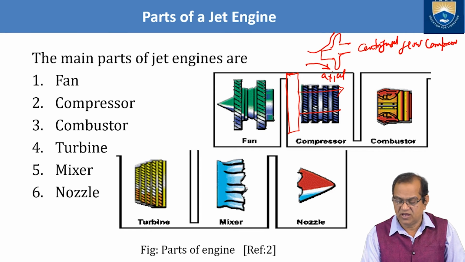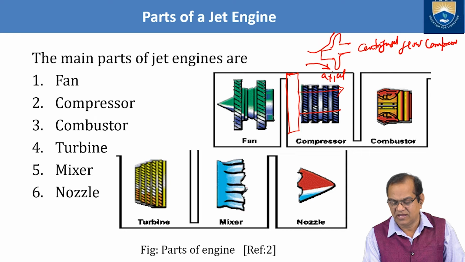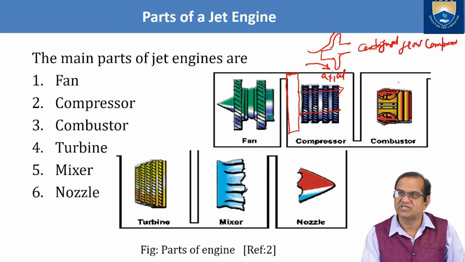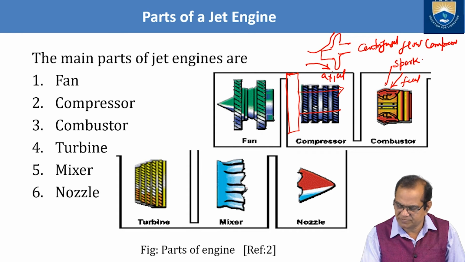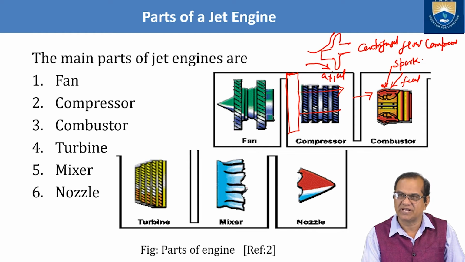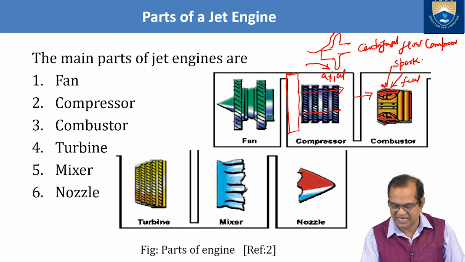In this combustor, the high temperature, high pressure air exiting from the compressor will enter. Fuel is injected here, and the spark is also given by the igniter's spark. Air is coming, fuel is coming, and this high temperature, high pressure air will mix with the fuel and the burning will take place. So in the combustor, burning of the fuel is taking place.